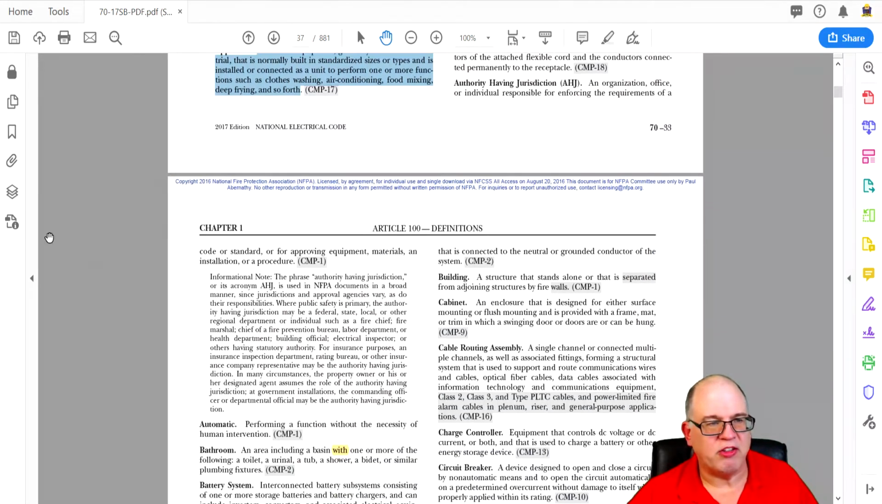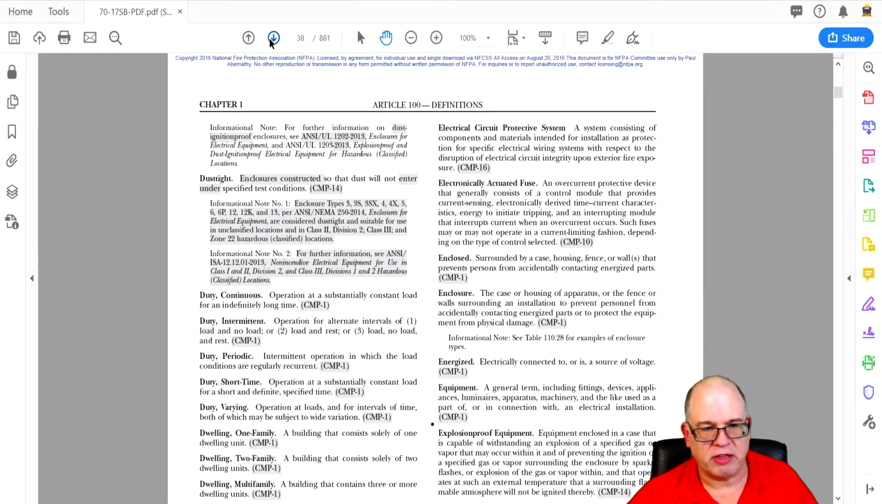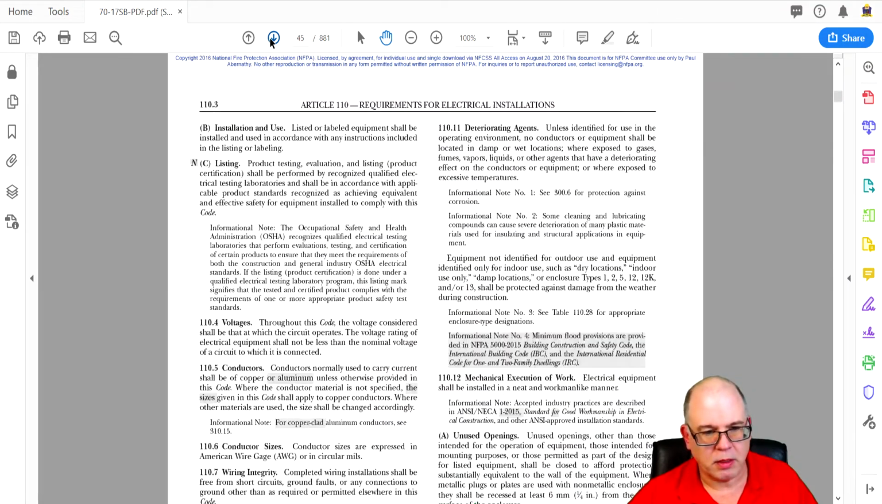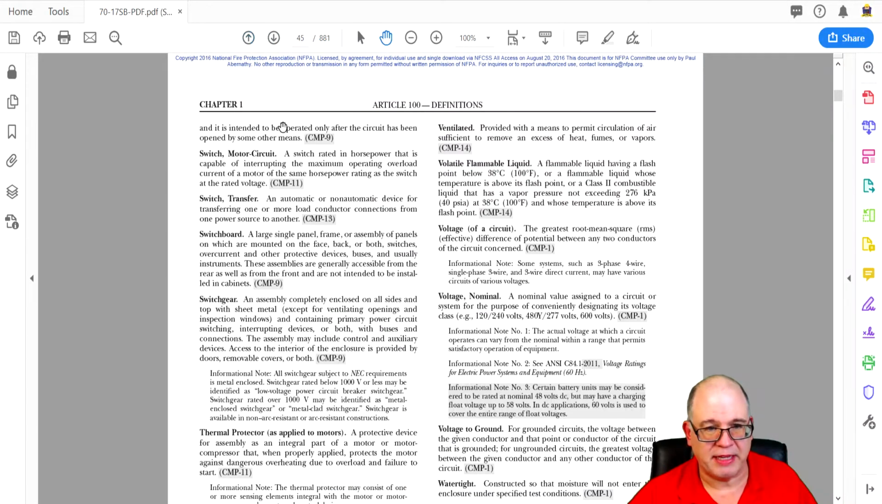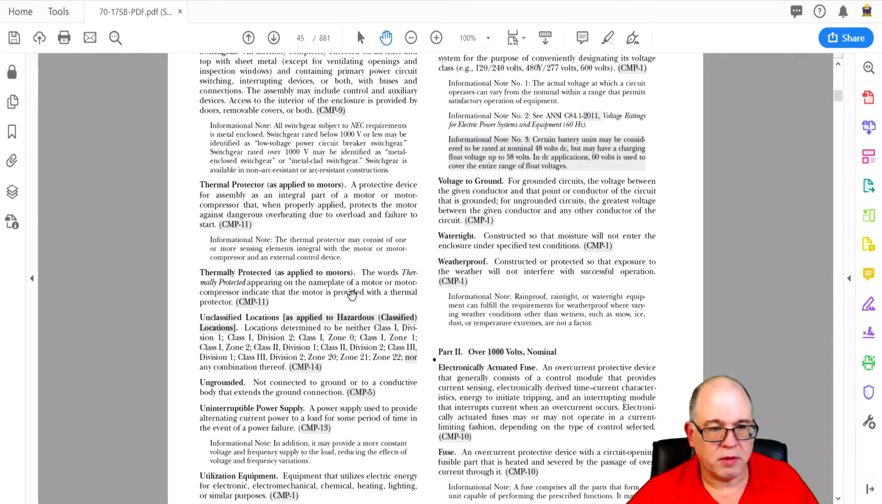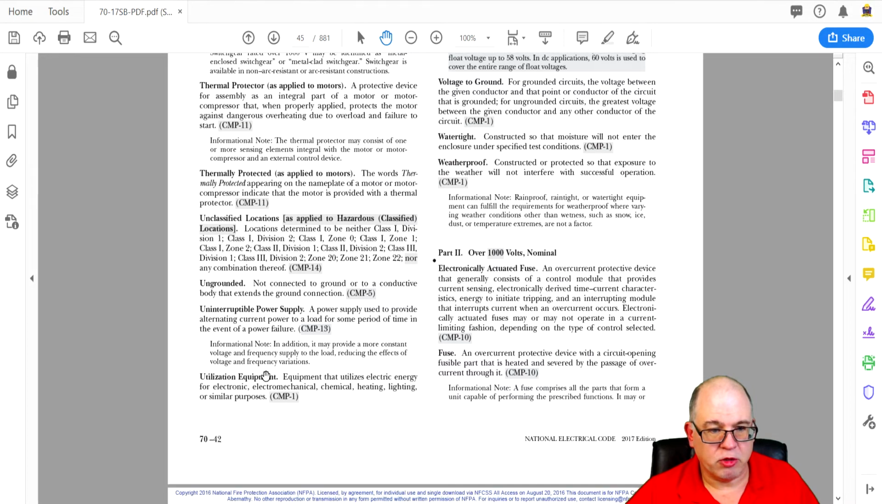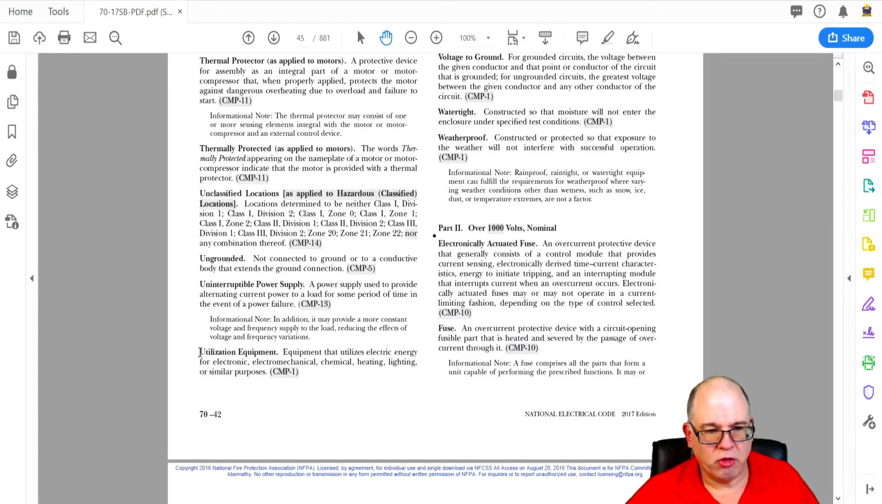So when I go to utilization equipment, and I do want to go to that just so you can see it, right out of definitions there. It's like I just blinked and it was gone. Right here, utilization equipment. It says equipment that utilizes electric energy for electronic, electromechanical, chemical, heating, lighting, or similar purpose is going to be considered utilization equipment.